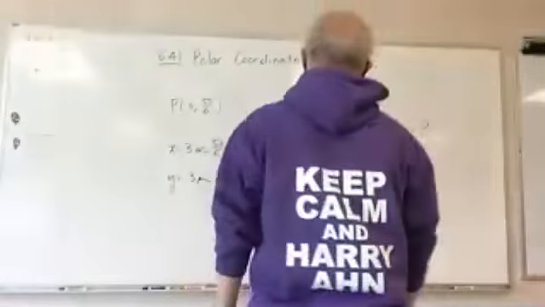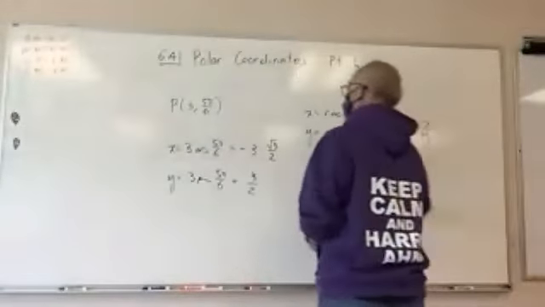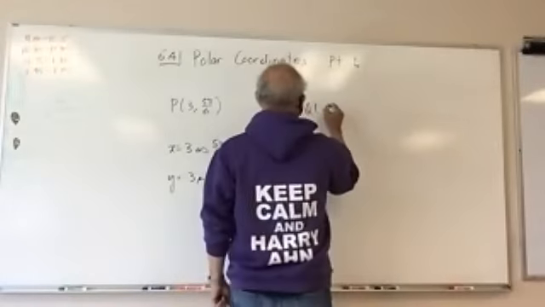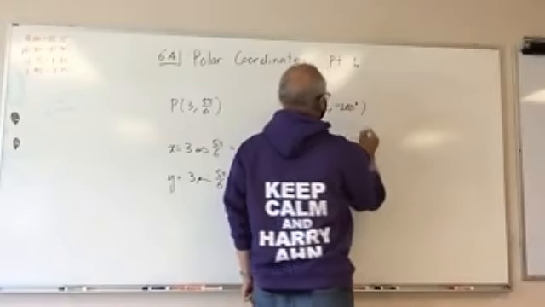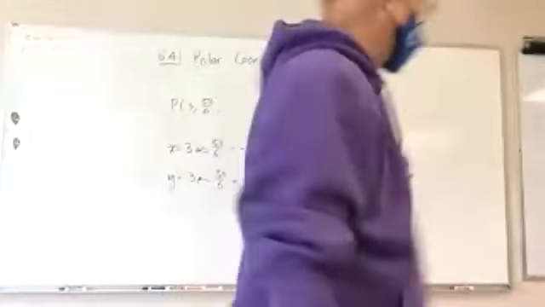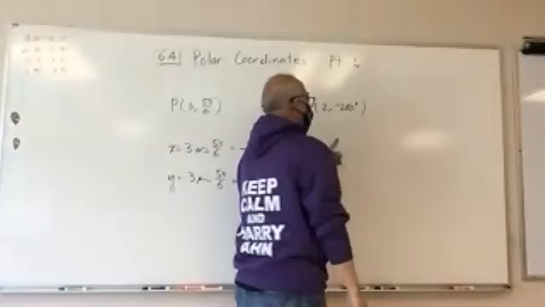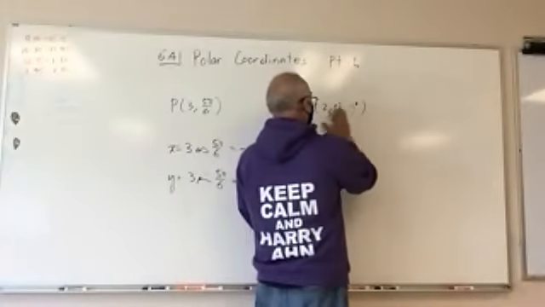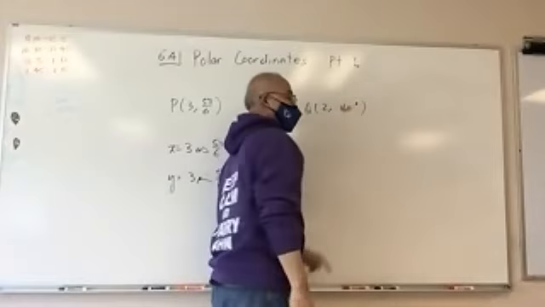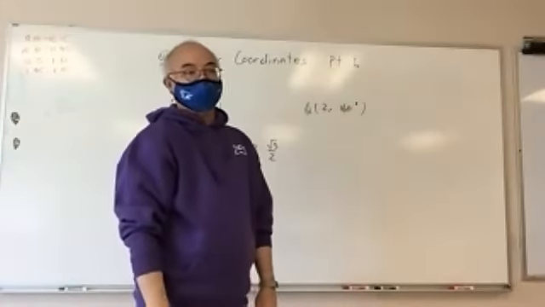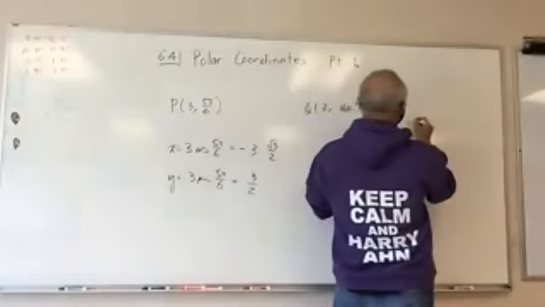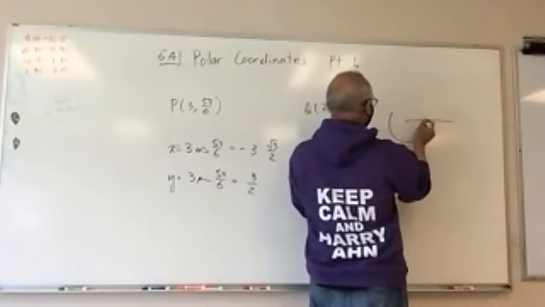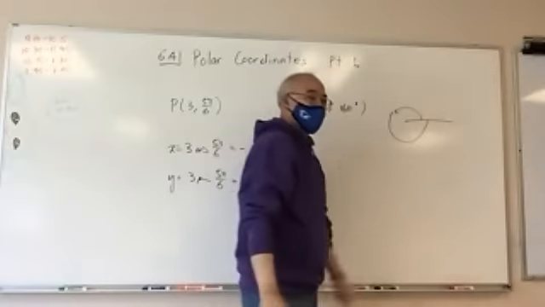B, 2 and negative 200. Negative 200, which is the same as what? Same as 160, right? Because I can go around negative 200 this way, or I can go positive that way, 160, right?